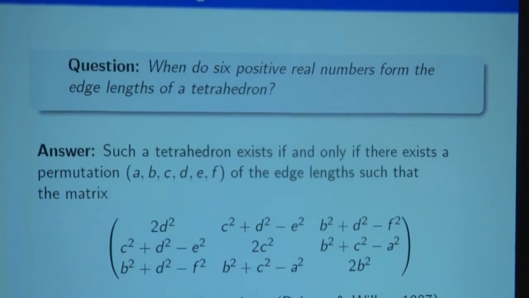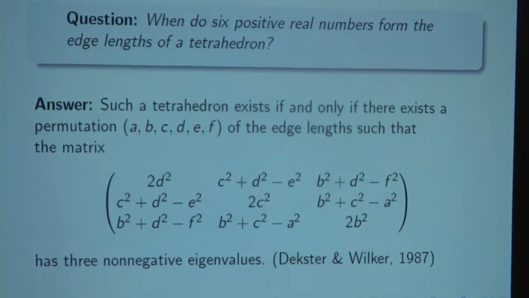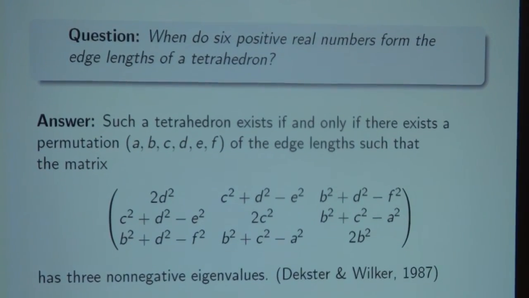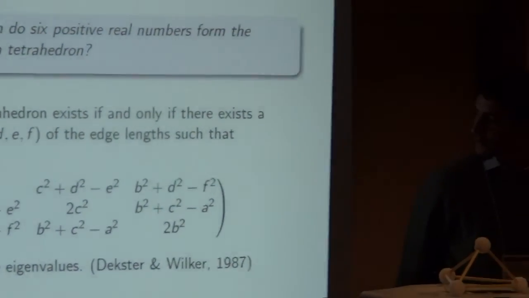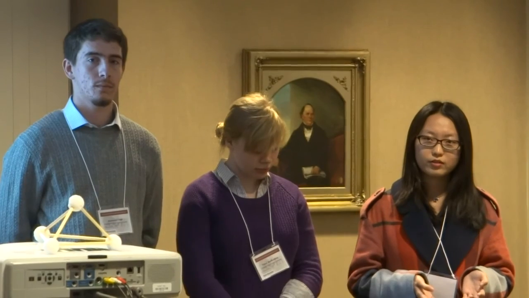This matrix first appeared in Dexter and Walker's paper in 1987. At first, this is an n-dimension thing, but we simplified it as a three-dimension function and applied it to our tetrahedron. If we have a certain permutation of a tetrahedron, with lengths A, B, C, D, E, F, we put them into this matrix and calculate the eigenvalues. If we get three non-negative eigenvalues, plus the net condition, with these two conditions we can make sure that we can form it.